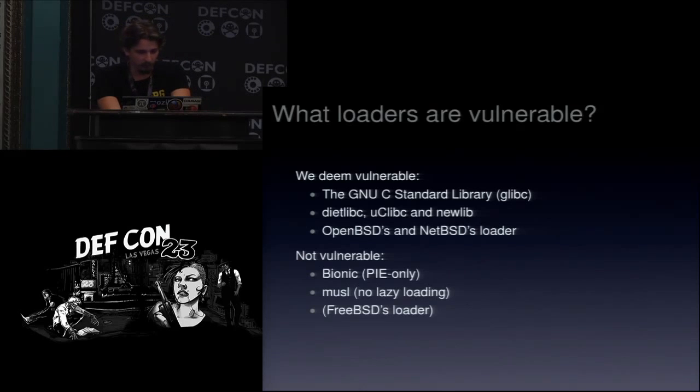We say that it's not vulnerable Bionic, which is the C standard library for Android, because as far as I know, it supports only PIE binaries, and Musl, which is an embedded C standard library, because simply it does not have lazy loading. So it's like if you have full RELRO all over the place, always. So basically, our technique is worthless. It's a feature. Not having a feature, it's a feature, actually.